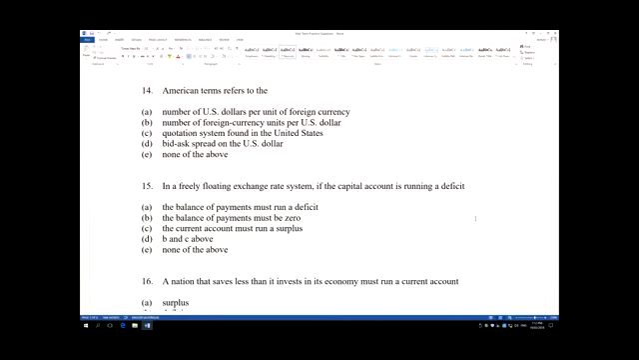If our capital account is in surplus, that means that the current account must be in deficit, right? So that's going to be B. C is correct that they are borrowing from outsiders, but the question is specifically asking you about what's happening with the current account.